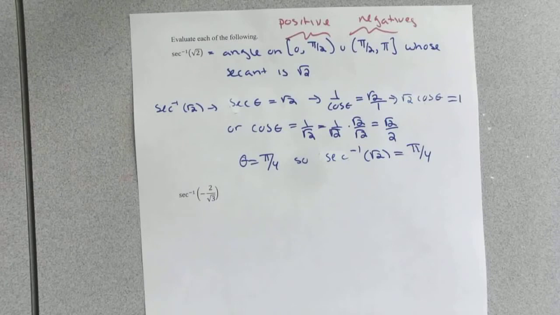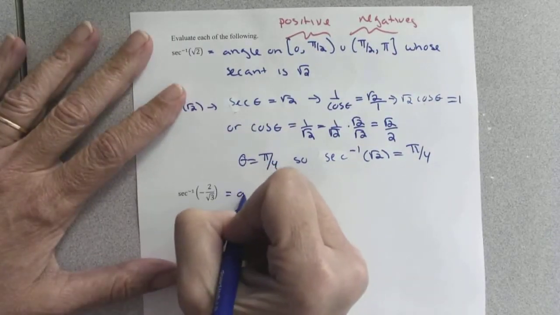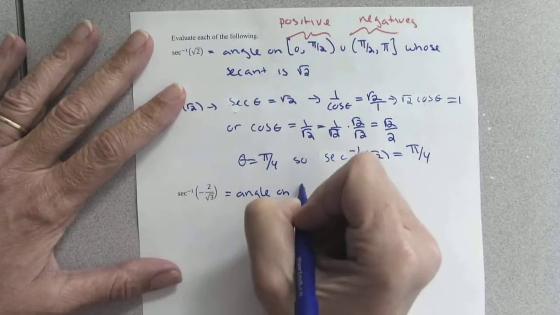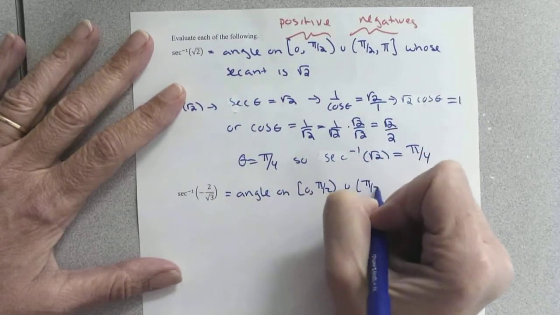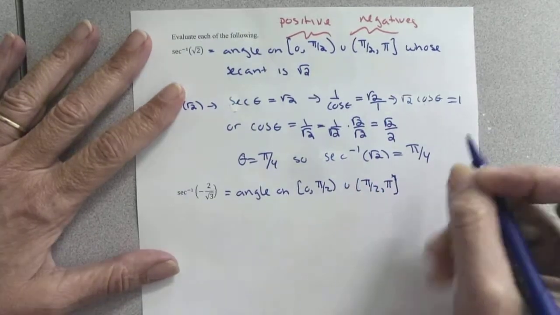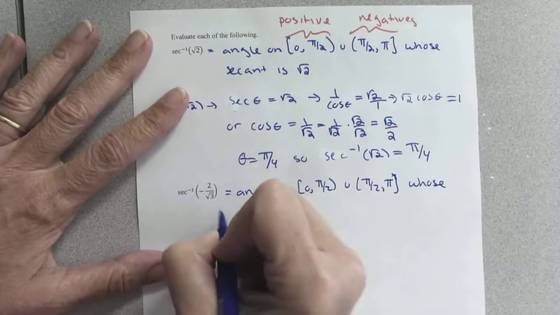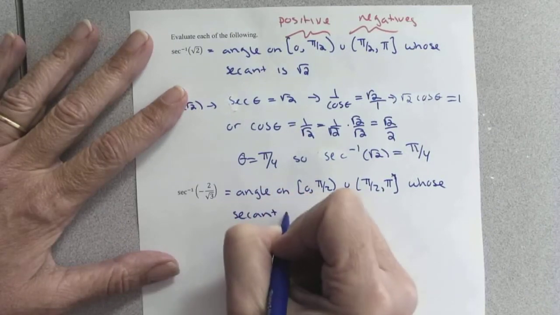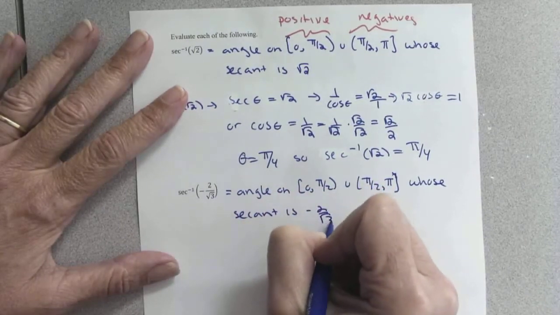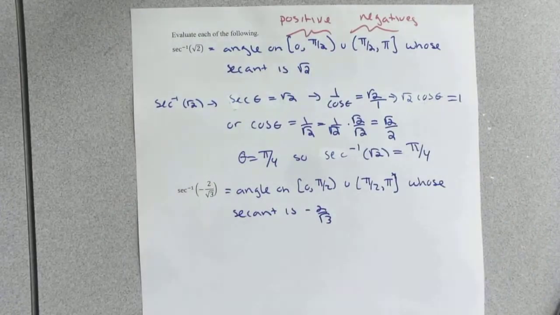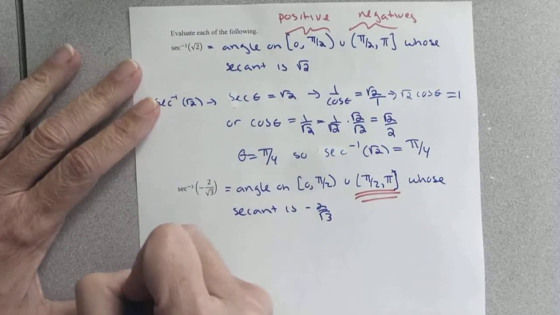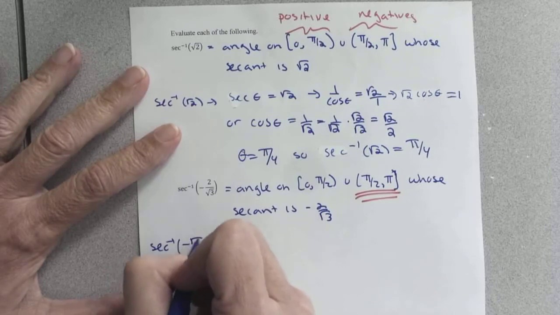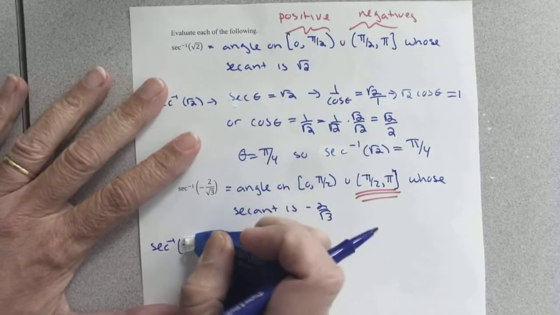Then doing a similar thing here. This will be the angle on 0 to pi over 2 and pi over 2 to pi whose secant is negative 2 over square root of 3. But like I said already, positive and negative, it has to be in that second one. That's where the negatives are going to come from.